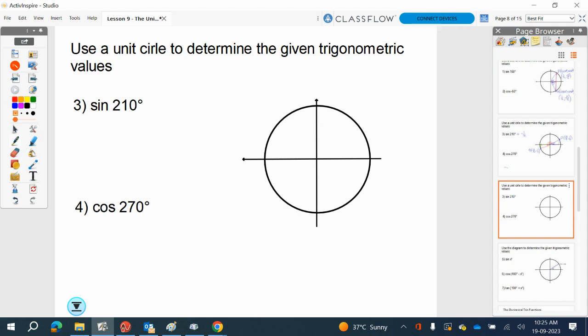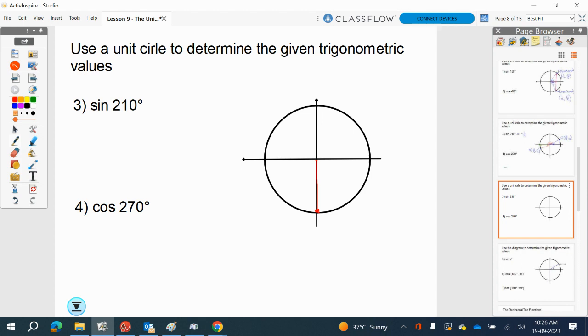270 degrees. Where does the terminal side end? It starts on the x-axis, so it ends on the fourth. No, it ends on the negative part of the y-axis. So the terminal side in this case is lying here. What are the coordinates of this point here?